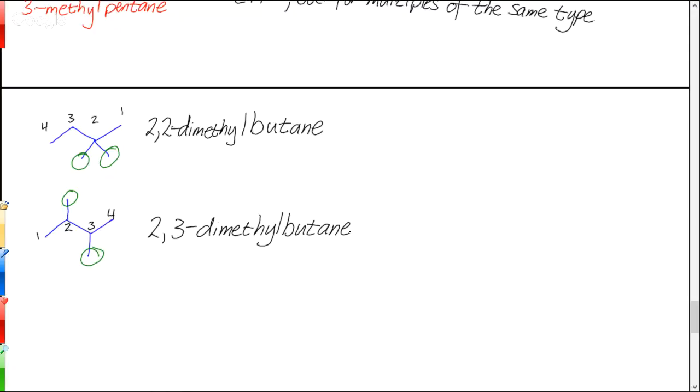All right, so what's this one? It's a hexane. And where's the substituent? On 2. So what do you call it? Yeah, 2-methylhexane. Okay.